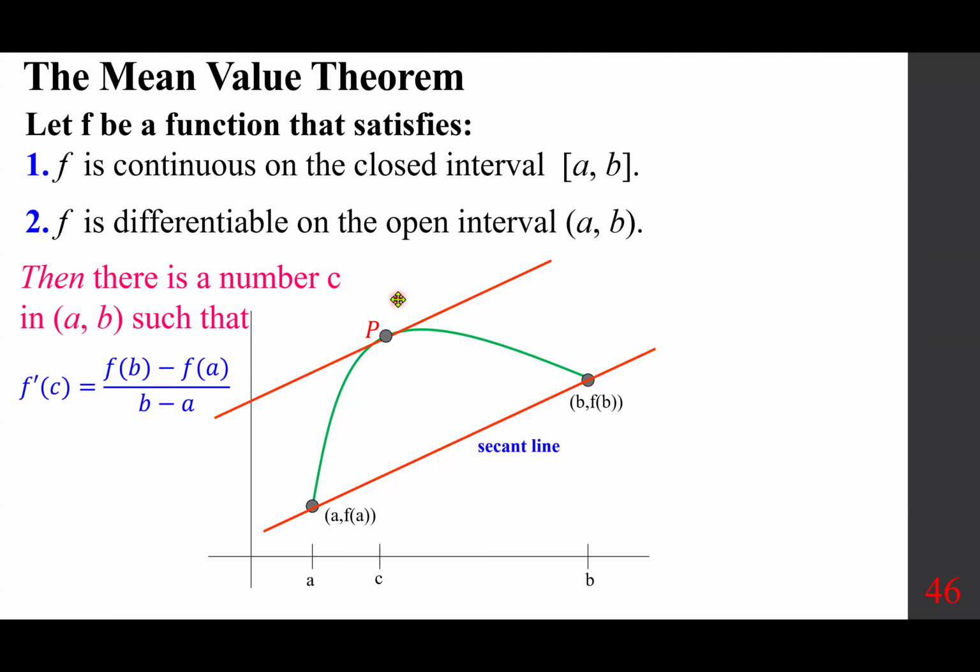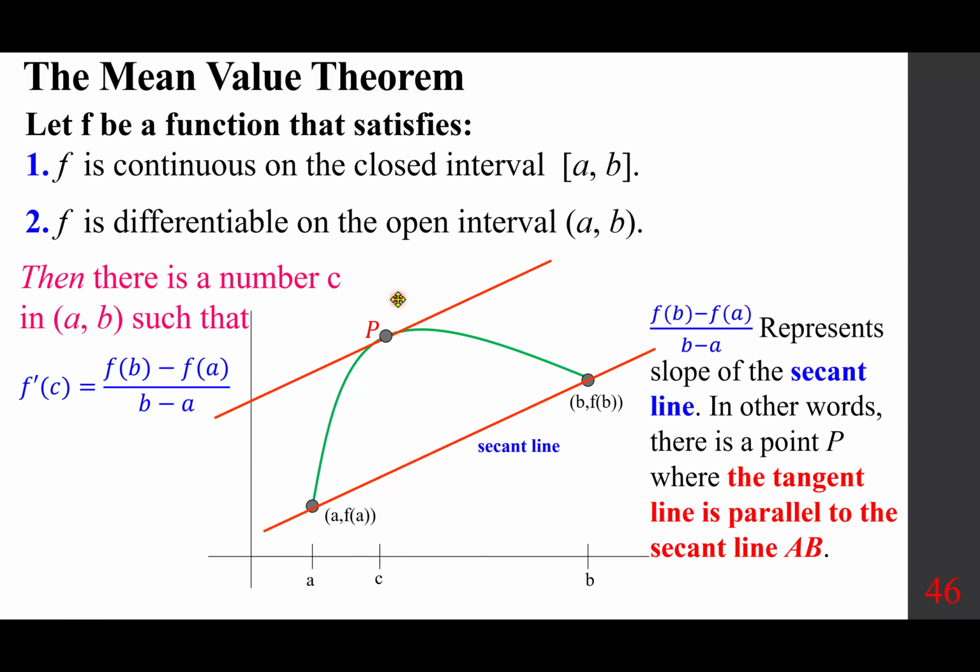Okay. So f of b minus f of a over b minus a represents the slope of a secant line. So you have two points, and you come up with the slope. In other words, there is a point c where the tangent line is parallel to the secant line AB.